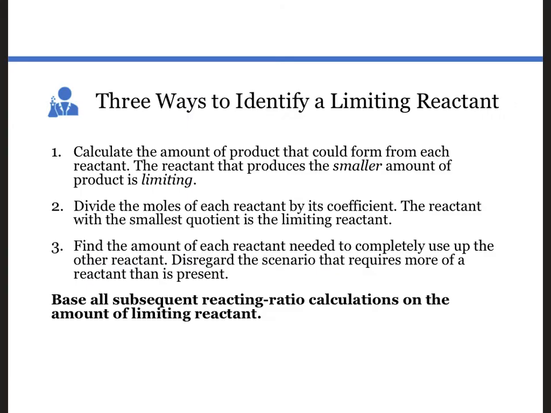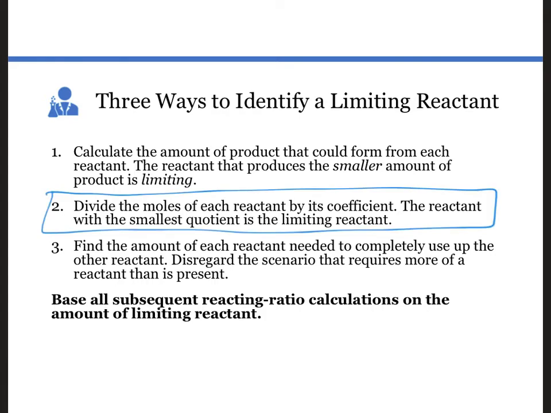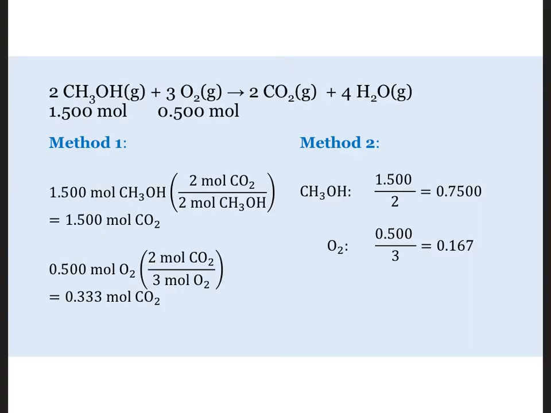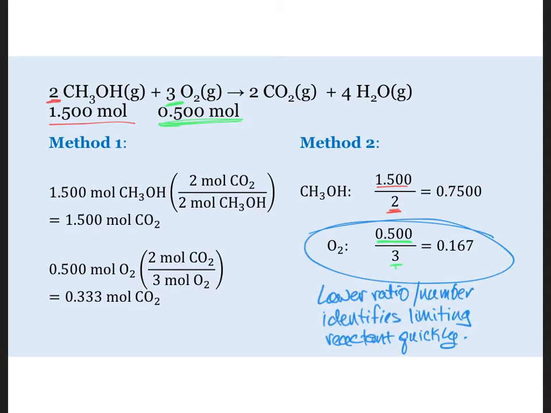Another way to identify the limiting reactant is to divide the moles of each reactant by its coefficient. The smallest resulting ratio is the limiting reactant. Let's see how that compares to the first method. With the second method, you can identify the limiting reactant quickly. Moles of methanol divided by the coefficient 2 gives us 0.75, while 0.5 moles divided by 3 gives us 0.167. The lower ratio tells us oxygen is the limiting reactant.